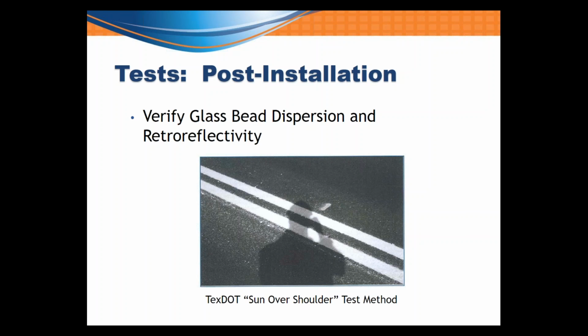The test steps are as follows. First, when the sun is between 20 and 80 degrees above the horizon, position yourself so that the sun is behind you. View the stripe in front of you along a plane parallel to your shadow. Adjust your distance from the stripe to where the shadow of your head touches the stripe being observed. From this position, evaluate bead dispersion and retroreflective qualities of the stripe.